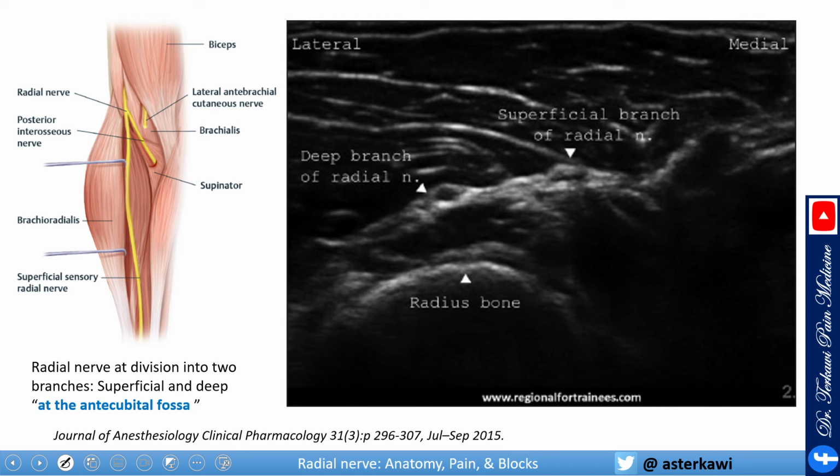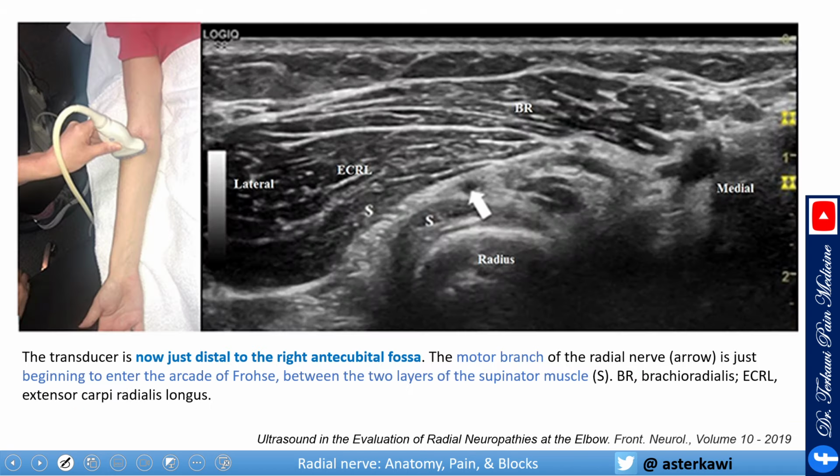Another picture here, as you see, now we start to go down. This is the radius bone. Now they start to bifurcate, so you have the superficial and the deep branches. And here, again, you see the deep branch here, the superficial here.